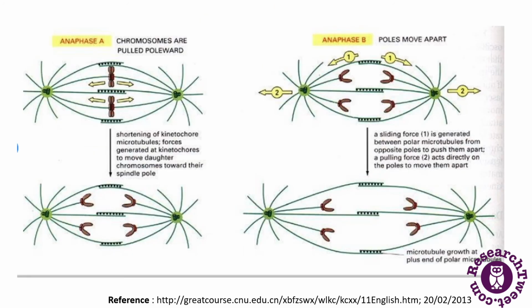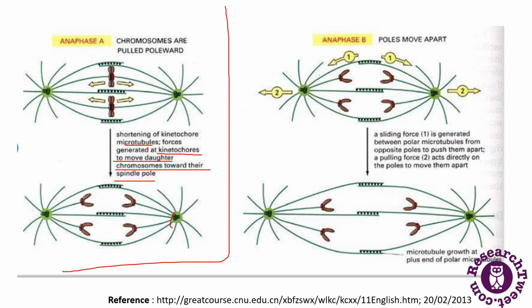Here is a diagrammatic representation in which anaphase A and anaphase B are shown, which makes it clearer. Chromosomes are pulled towards the poles. There is a shortening of the kinetochore microtubules generated at the kinetochores, and they move the daughter chromosomes towards the spindle poles. These spindle fibers move towards the opposite poles. This was anaphase A.